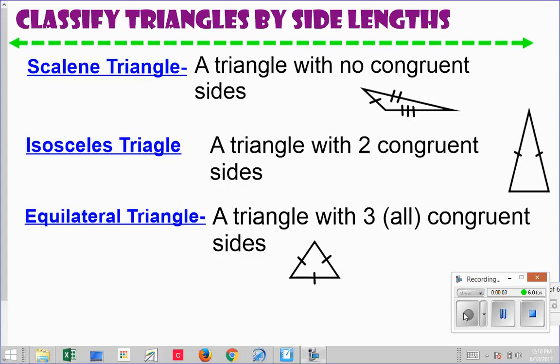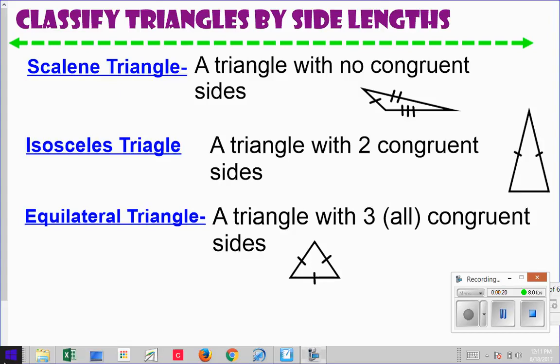Okay, so I'm going to talk to you about some different types of triangles and how we would classify triangles by their side lengths first. So first we're going to take a look at the scalene triangle. A scalene triangle is a triangle with no congruent sides.